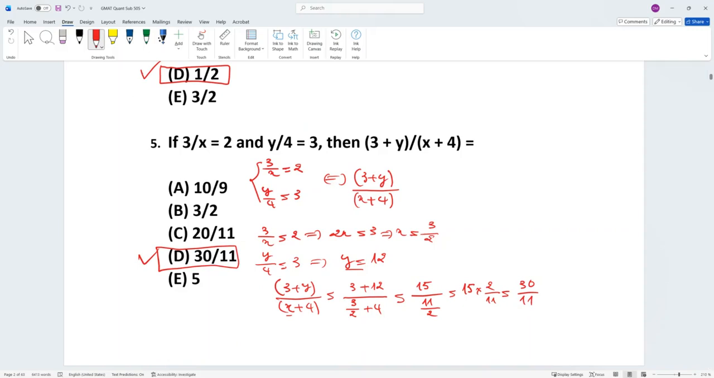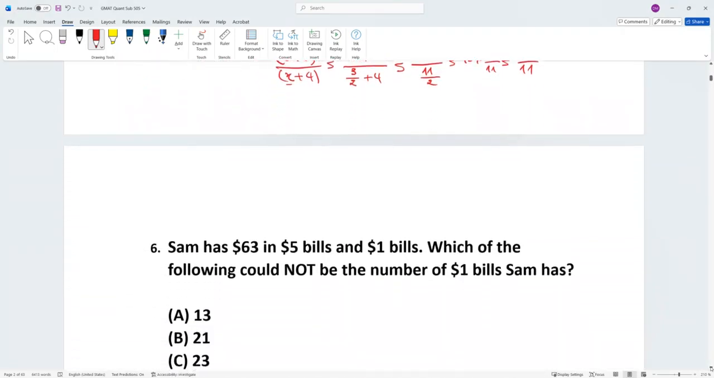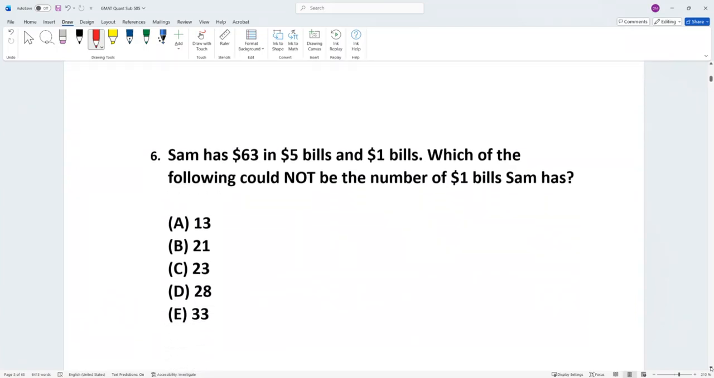So let's move on to the next question. The next question will be this one. Okay, so it says in this question here, Sam has $63 in $5 bills and $1 bills. Which of the following could not be the number of $1 bills Sam has?